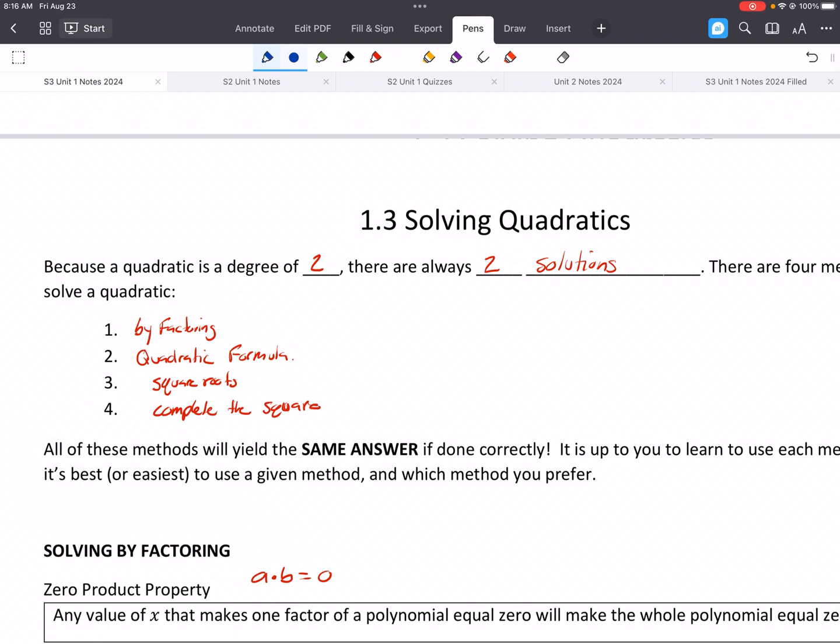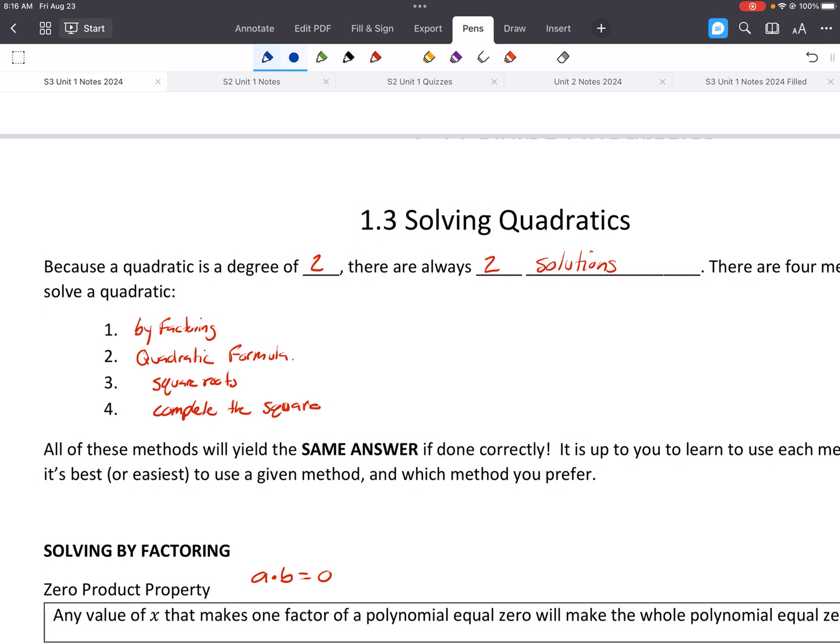All right, welcome. This is 1.3 Solving Quadratics. Again, this is a review from last year. We spent a whole unit talking about solving quadratics. So just a reminder that all quadratics have a degree of 2. It means the highest exponent is a 2. That means that there will always be 2 solutions. They could be real or complex, meaning we have imaginaries.